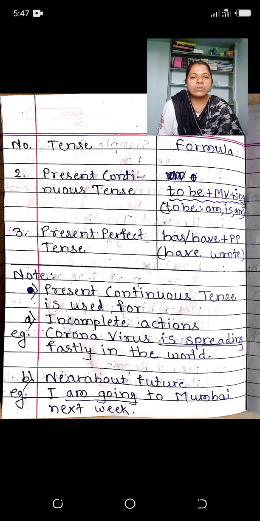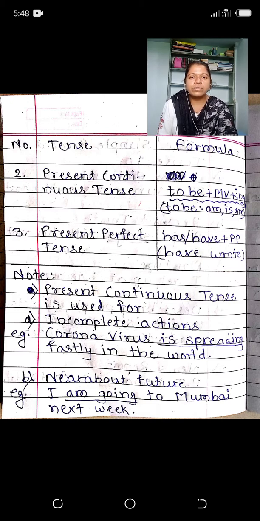Secondly, we can use present continuous tense for the near future. See, I am going to Mumbai next week. Next week is the near future, and there, instead of using future tense, you can use present continuous tense also. Okay, I think present continuous and simple present tense must be clear to you.